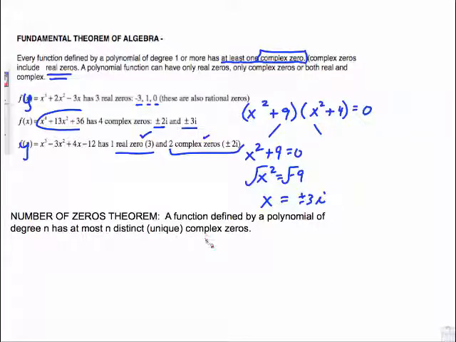Another theorem that's important is the number of zeros theorem, and it's this. A function defined by a polynomial of degree n has at most n distinct complex zeros. So x cubed has at most 3 complex zeros. x to the fourth has at most 4 complex zeros.